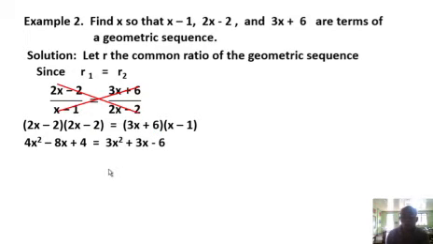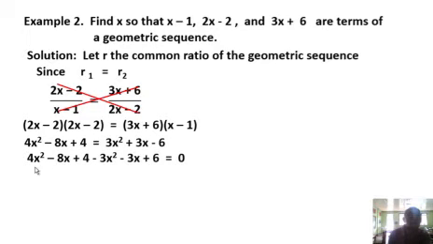Then solve for x. Transfer this term to the left. This becomes negative and this becomes negative also, and this negative 6 becomes positive 6 and 0 at the right side. Combine similar terms. 4x squared and negative 3x squared is x squared. Negative 8 and negative 3 is negative 11x. Positive 4 and positive 6 is positive 10. Solve this quadratic equation by factoring. So the factors are x minus 10 times x minus 1.